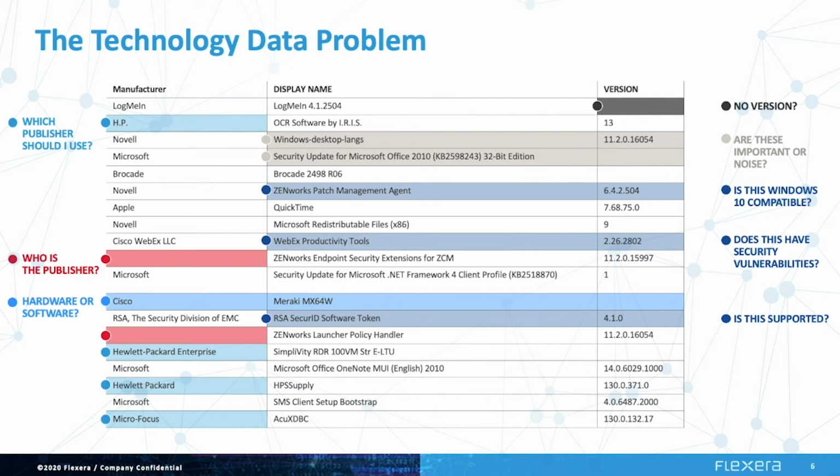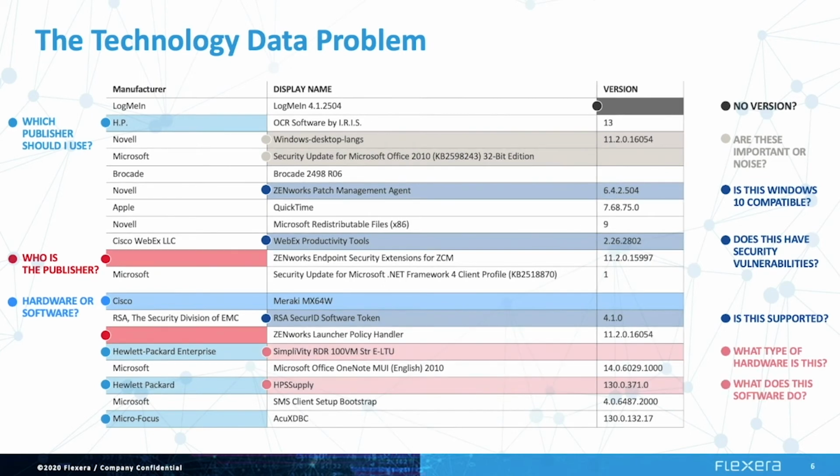And also, very simply, what type of hardware or software are these assets? Are they servers, workstations, or routers? Are they machine learning, graph databases, or peer-to-peer networking software?